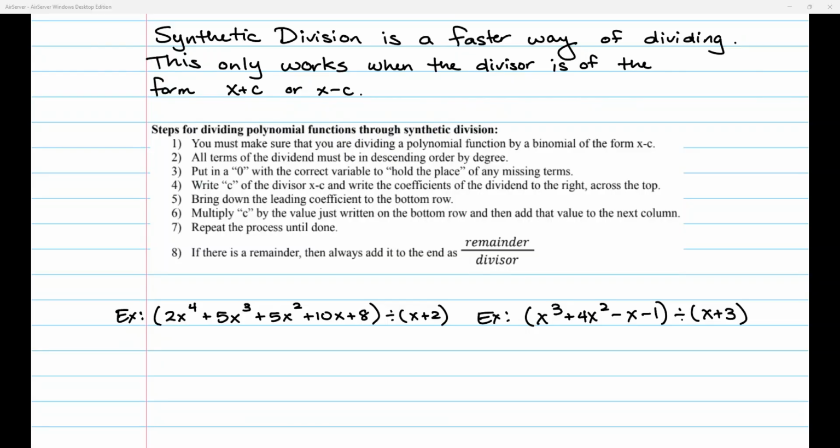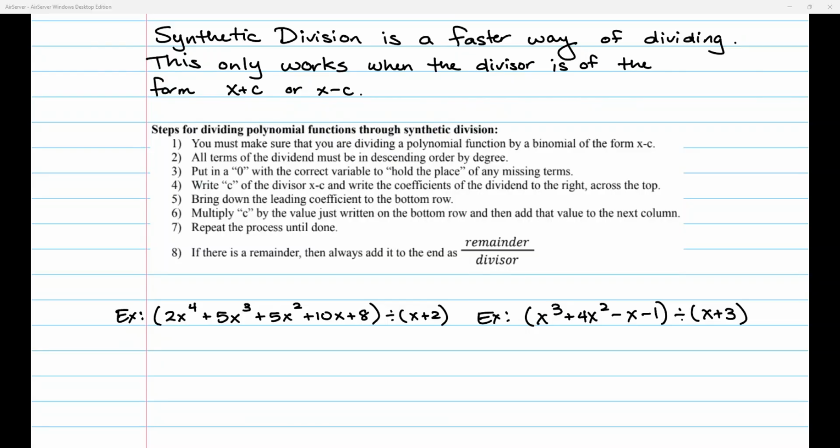So if you don't have any x cubes, for example, it's like x to the fourth plus x squared plus 2x plus 9, and you don't have any x cubes, you got to put a 0 in its place, all right? Write c of the divisor x minus c, and write the coefficients of the dividend to the right across the top. You'll see what that means in a little bit. You're going to bring down the leading coefficient to the bottom row just to get us started, and then you're going to multiply the c by the value just written on the bottom row, and then add that value to the next column. You're going to repeat this process until done.